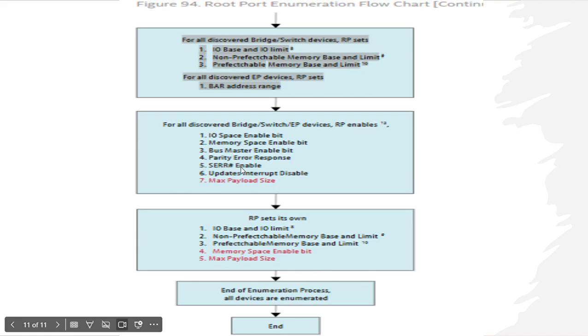This is system error enable. Why you have to enable this one: let's consider our endpoint receives a malformed request, but it needs to give a response to the root port. How will it give a response to the root port? It will send the error message, because that request is malformed. That's why our endpoint will send the error message. How will it send? You have to enable the system error enable bit.